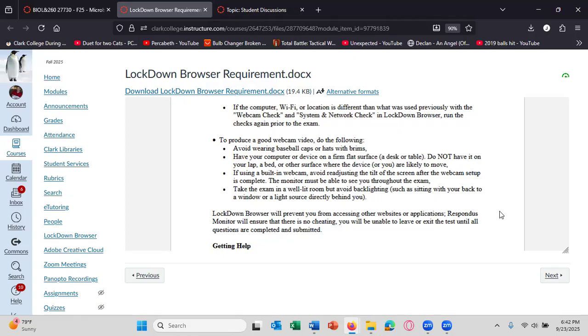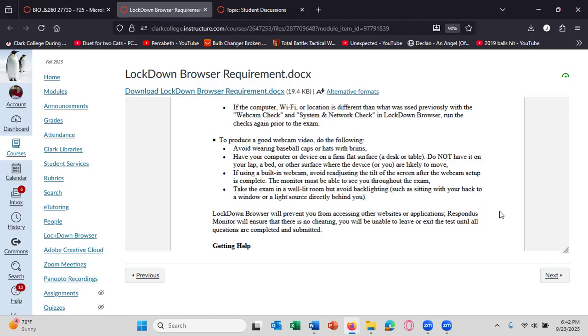You must be able to be seen in the monitor for the entire exam, or you will be flagged and get a 0 on the exam. Take the exam in a well-lit room. Avoid backlighting, such as sitting with your back to a window or a light source directly behind you.